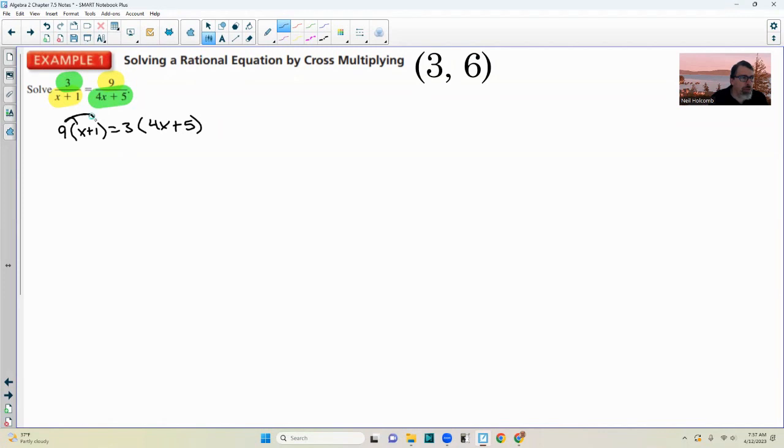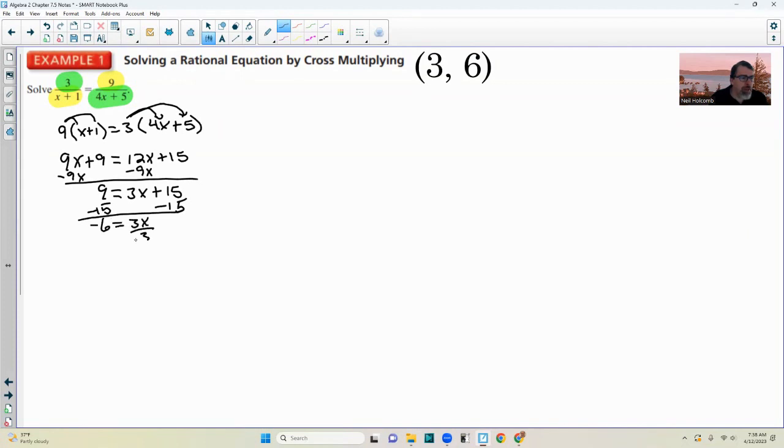And now we're going to distribute. And that will give me 9x plus 9 equals, I'm going to distribute here, and that's going to give me 12x, and 3 times 5 is 15. So I'm going to subtract 9x from both sides so I don't get a negative x. And when those cancel, I get 9 equals 3x plus 15. I subtract 15 from both sides, and 9 minus 15 is negative 6. And then I divide by 3, and x equals negative 2.